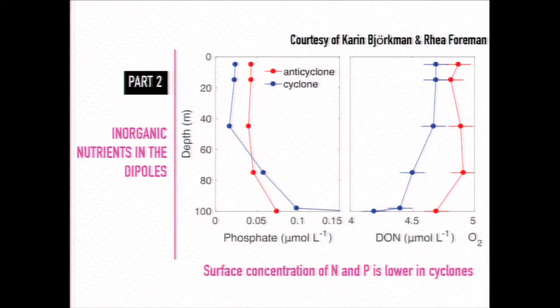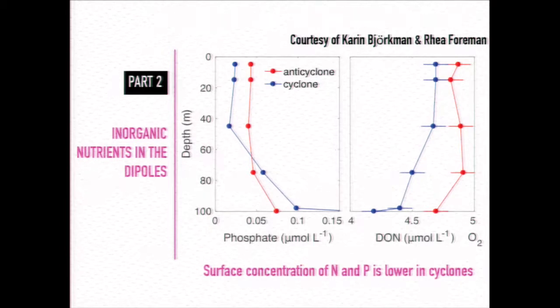Okay, in 2017, for example, I'm just showing here the vertical profiles of phosphate on the left and dissolved organic nitrogen in the anticyclone center and the cyclone center. And you can see that we see this pattern whereby there is less concentration of phosphate in the surface. And at the same time, we have a lower concentration of dissolved organic nitrogen. So the surface stocks are lower in the cyclone.